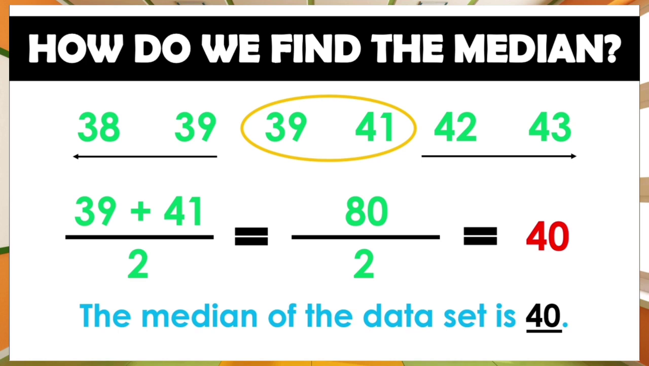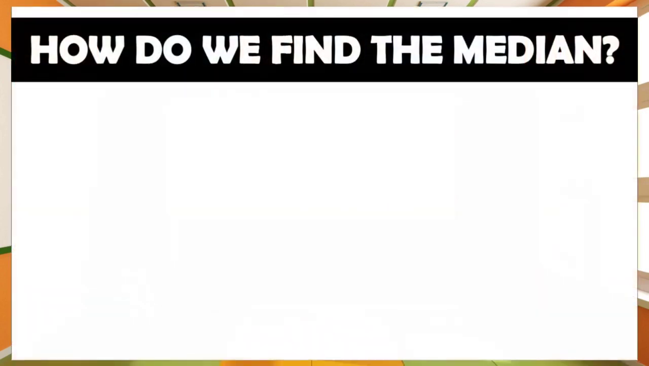Now, what does that mean? It means that 50% or half of the classes in each section of grade 7 at Apalit High School are less than 40 students, and the other half is greater than 40 students. Did you get that, class? I'm sure you did. Now, let us have the last example for median.